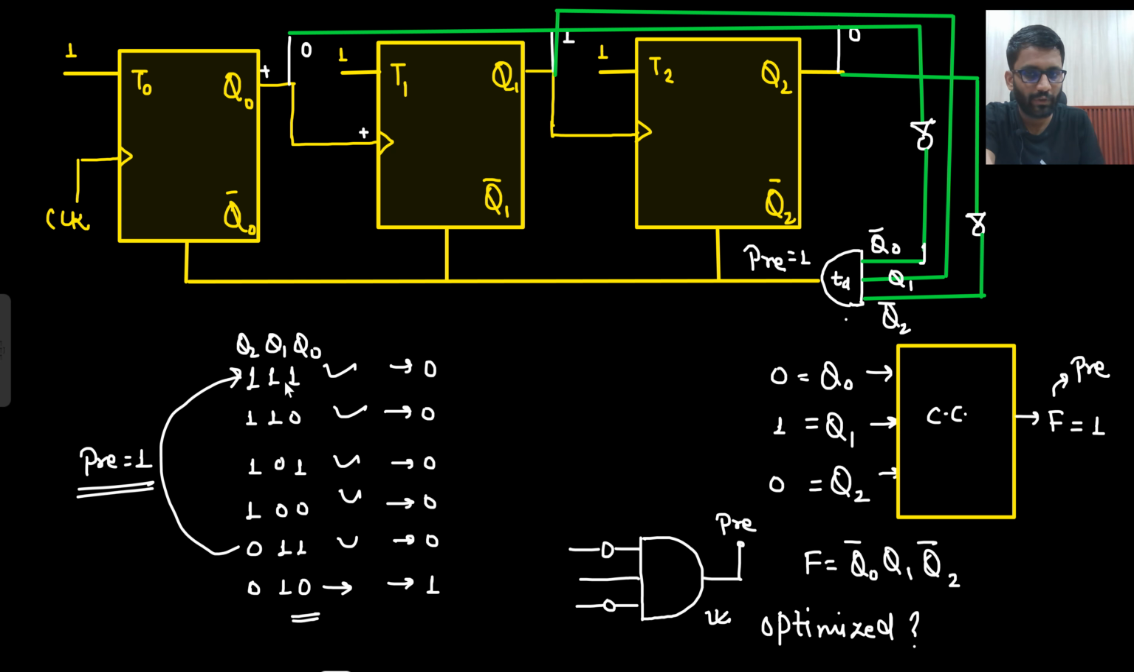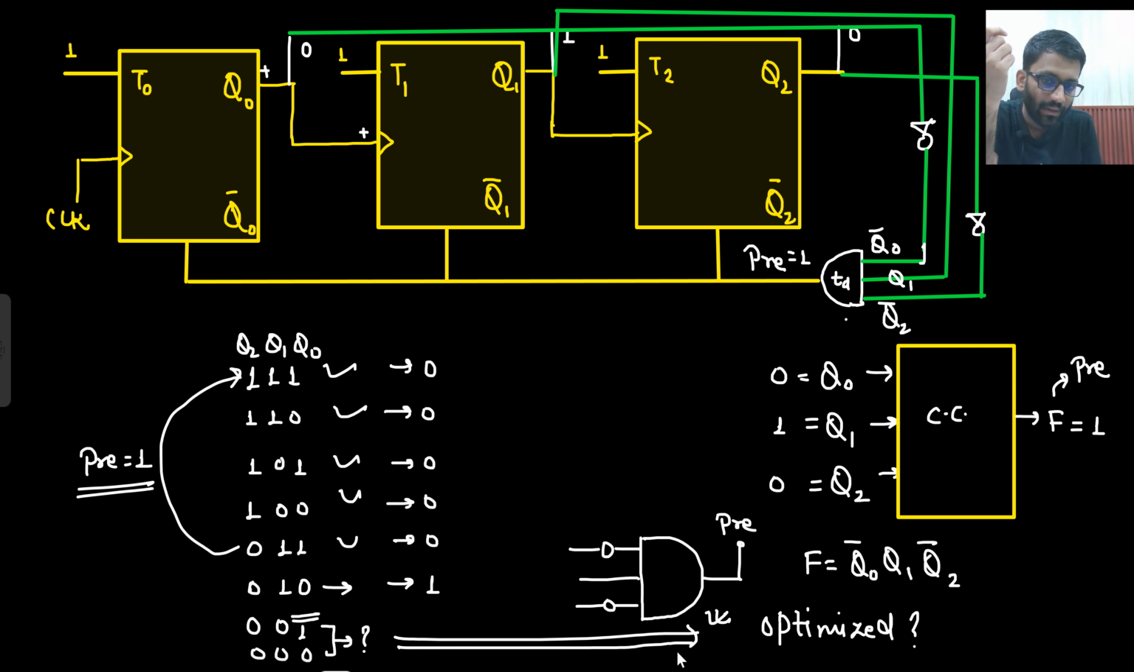You thought of this condition, this condition, this condition. But what about these guys, 0 0 1 and 0 0 0? You did not even think about this. So is it an optimized design?